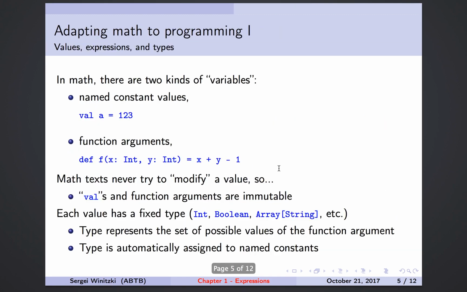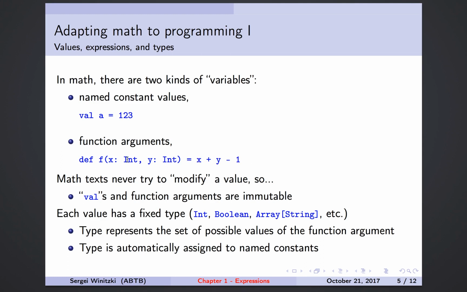Well, this is basically the principle that we're trying to use in functional programming, following mathematical tradition. In the mathematical tradition, there are two kinds of variables. There are named constants, and there are function arguments. So in Scala, this is how you would write that. This is a named constant, and this is a function. So function with name f has arguments x and y. These names x and y are what we call variables in mathematics, but they're actually not mutable.